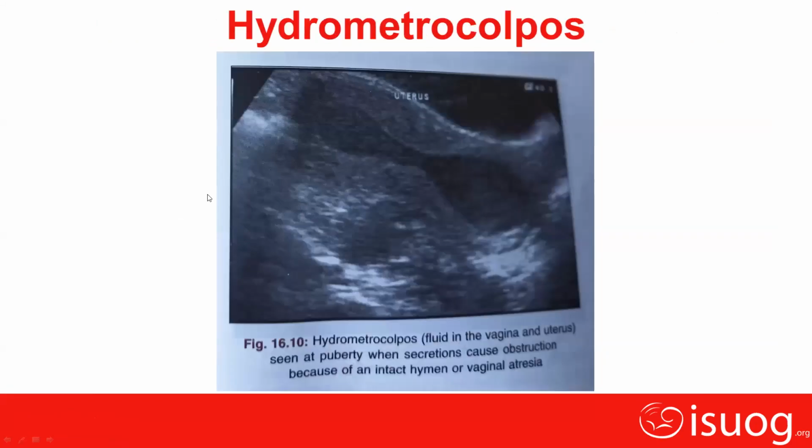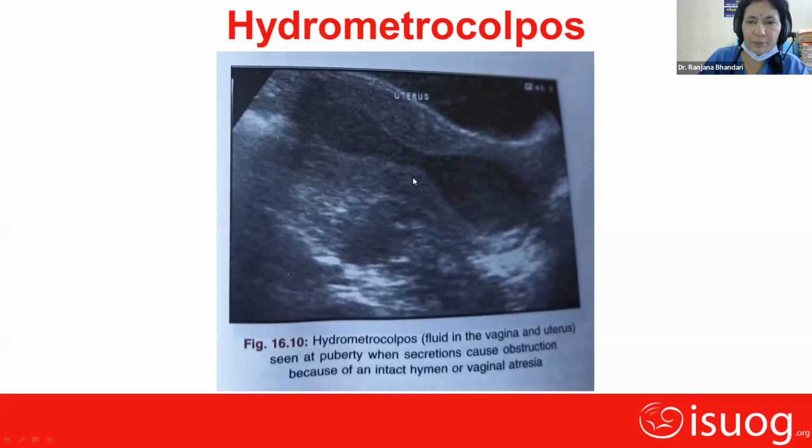Now comes the hydrometrocolpos. Many times a female comes with cyclical pain and not having any menstruation. At that time, when we see transabdominally, you can also see translabial. But when we see abdominally, we see the cervix is also filled, the vagina also has a bit of shape, and this is the cervix, this is the endometrium.